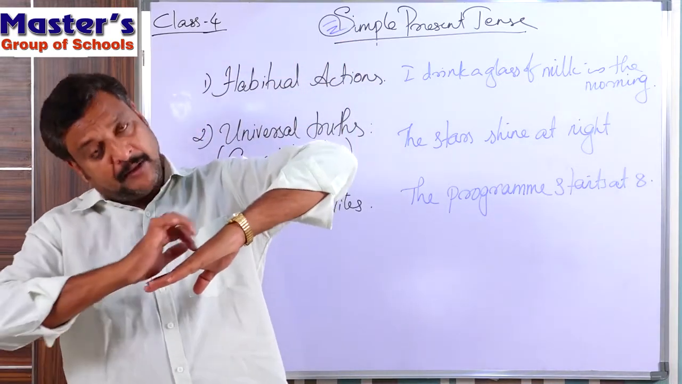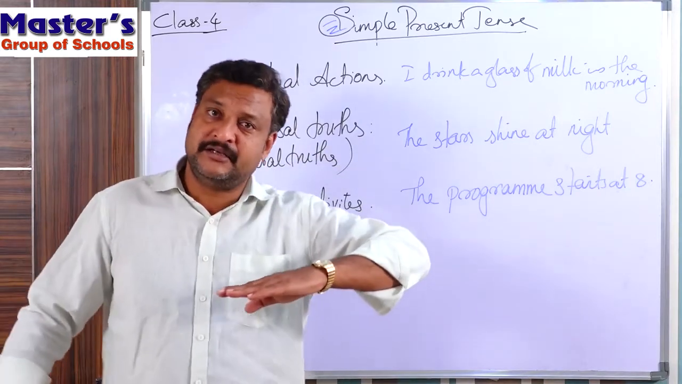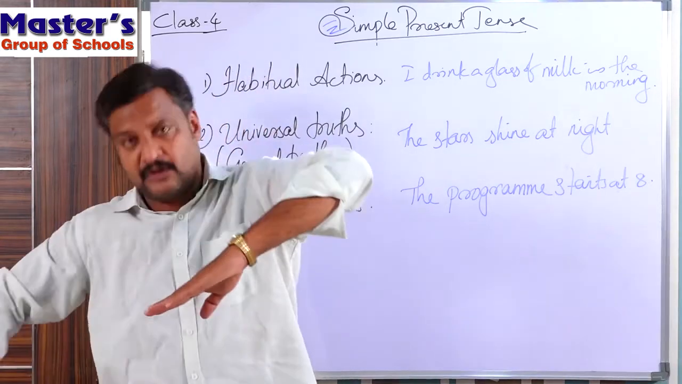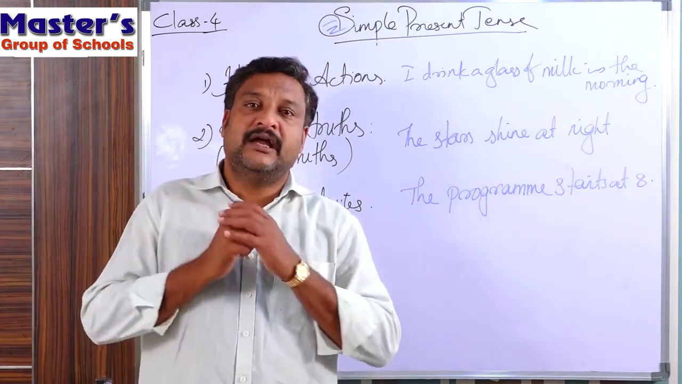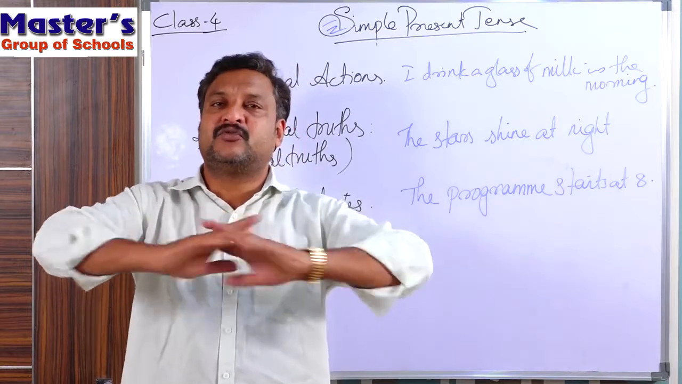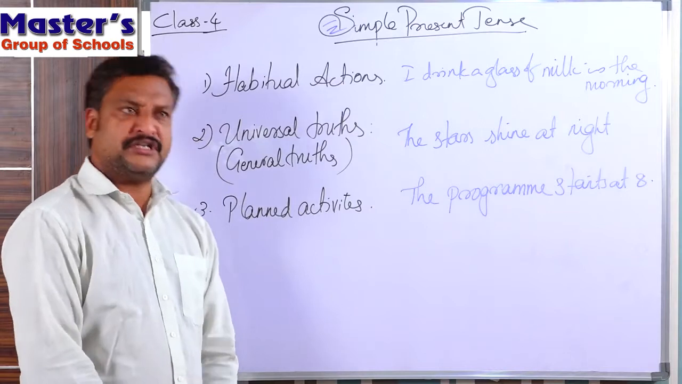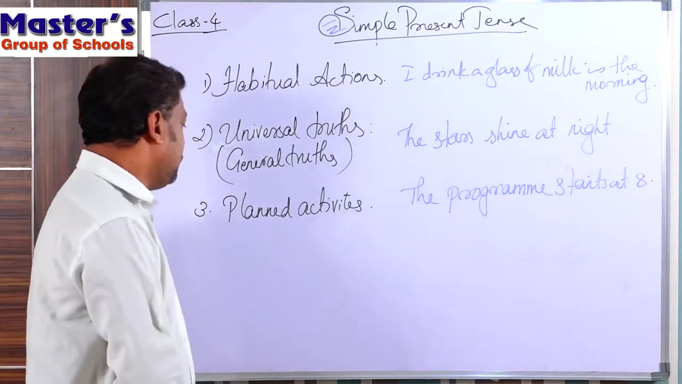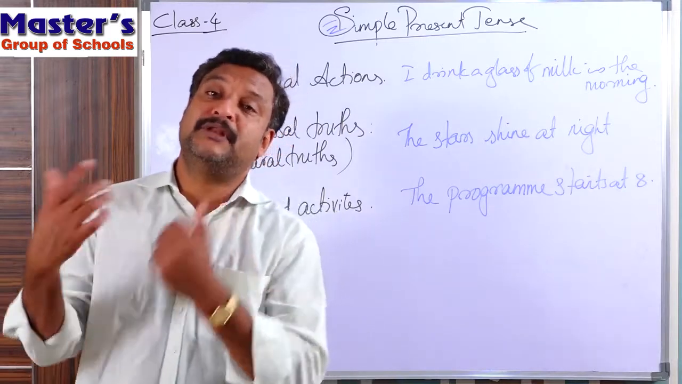Can the water climb up the slope if there is no motor there? It cannot, isn't it? But if there is water, then it can come down the slope. So such kinds of things which is common everywhere and anywhere throughout the earth is called the universal truths or general truths or general facts. Third one, planned activities. Something that we have already planned.